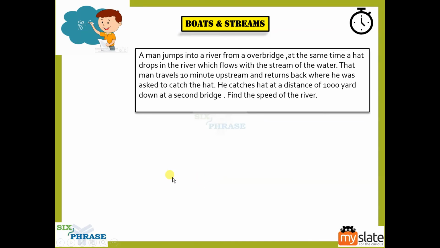Right, a man jumps into a river from an overbridge. At the same time, a hat drops in the river, which flows with the stream of the water. That man travels 10 minutes upstream and returns back, where he was asked to catch the hat. And he catches the hat at a distance of 1000 yards down at the second bridge. Find the speed of the river.